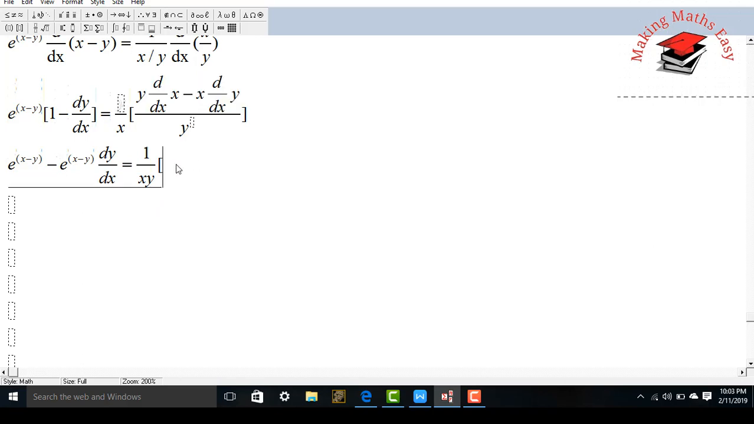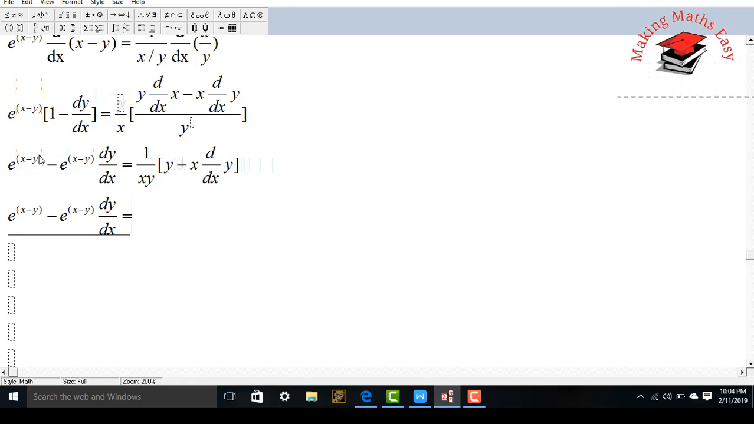So the derivative of this function, we can directly write the derivative. The derivative of x with respect to x is equal to 1, so I will write 1. No need to write it, we can also write a dot 1 here. And the derivative of y with respect to x is dy by dx, which I have written over here. So now we have to multiply this 1 upon xy inside the bracket. After multiplying inside the bracket, I will get this, I have to write it as it is.